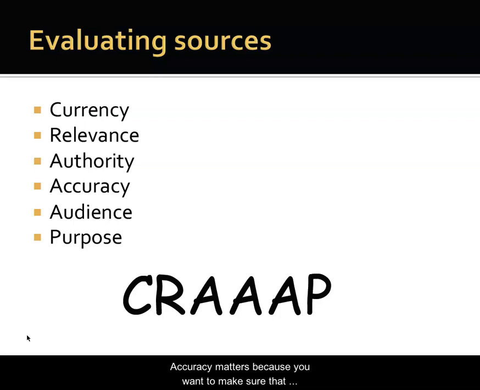Accuracy matters because you want to make sure that the information that you're sharing is correct. Even if you're not an expert on your topic yet, you can determine the accuracy by comparing across different sources to see if the information is consistent. Sometimes you'll find an outlier. In that case, refer to the other parts of the CRAAAP test. Is this brand new information? Has somebody done an experiment in a different way that came up with different results? That way you can think about the accuracy.